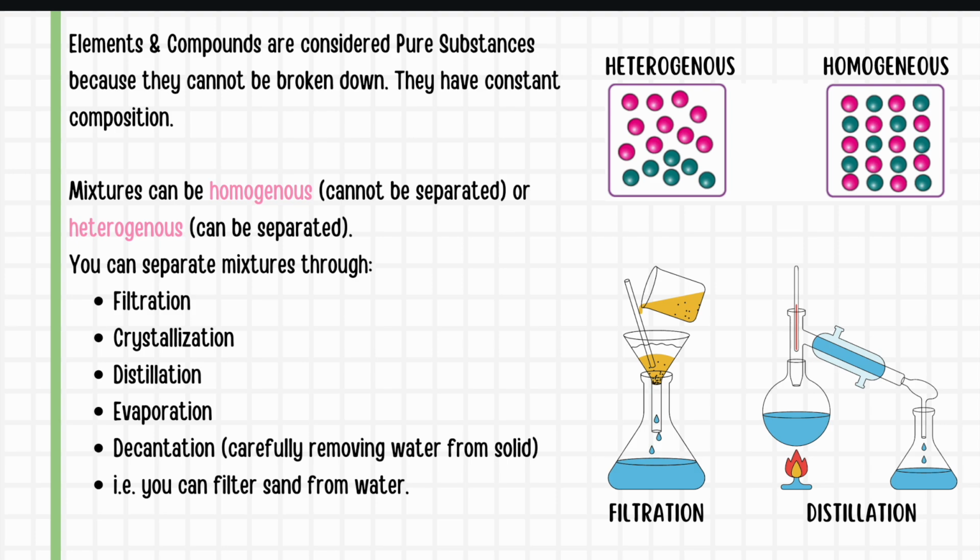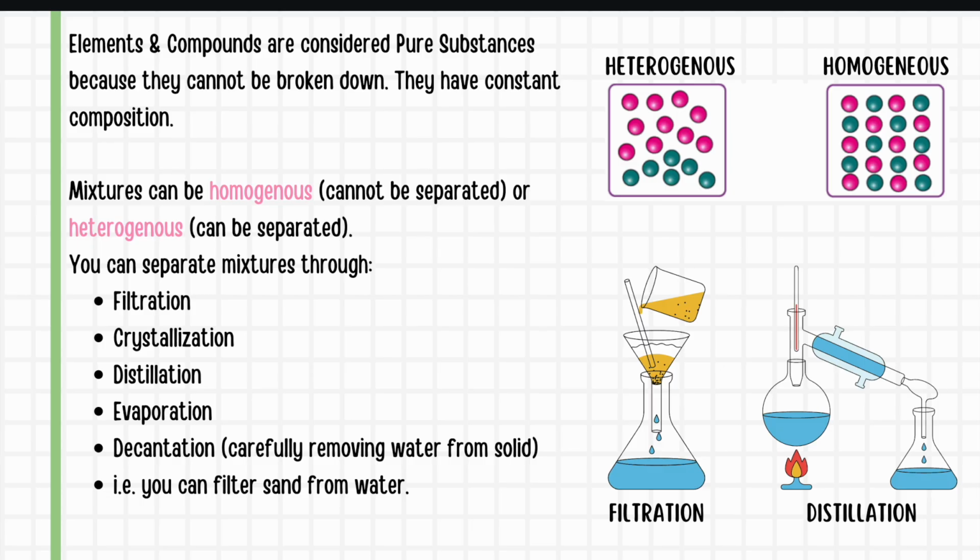So elements and compounds, again, they're considered pure substances because they cannot be broken down, right? They have a constant composition. But mixtures can be broken down because they can either be homogeneous or heterogeneous. Homogeneous mixtures are these that cannot be separated, right? The example I like to use is a drink of Kool-Aid, right? You first have your Kool-Aid powder and a glass of water. If you put your Kool-Aid powder in the water, mix it, there's no way for you to separate it, right? It's mixed so perfectly together that you cannot separate the powder from the water once again.